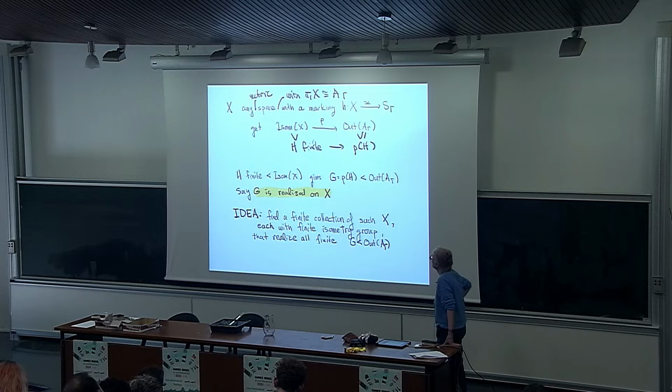Okay, I'm trying to prove that there's only a finite number of conjugacy classes of finite subgroups. So the idea is I want to find a finite collection of nice spaces, X. Each of them has to have a finite isometry group, and every finite subgroup can be realized on one of my spaces. That's the plan. Is that clear? Okay, good.